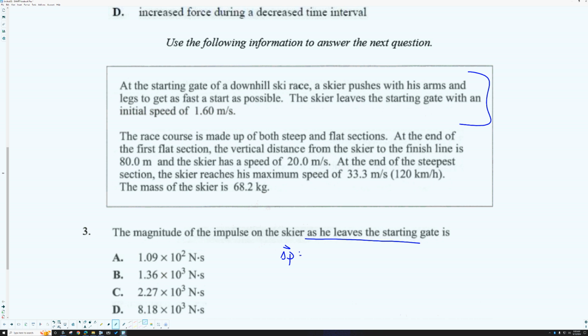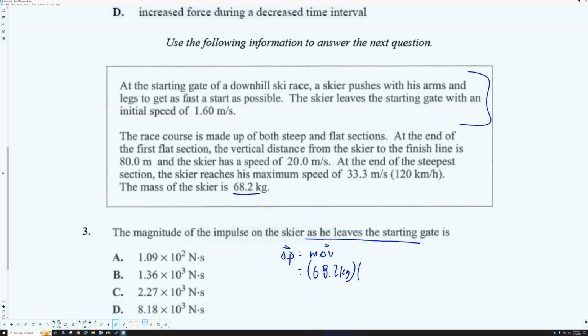Which equation are we going to use for impulse? m times delta v. Good. F times delta t is absolutely valid, but I don't think it would be very helpful to us here. You can try it, it's not going to get you an answer. Certainly go to the other equation. My mass here, I don't see it in that first paragraph. I do see it down here, 68.2 kilograms.